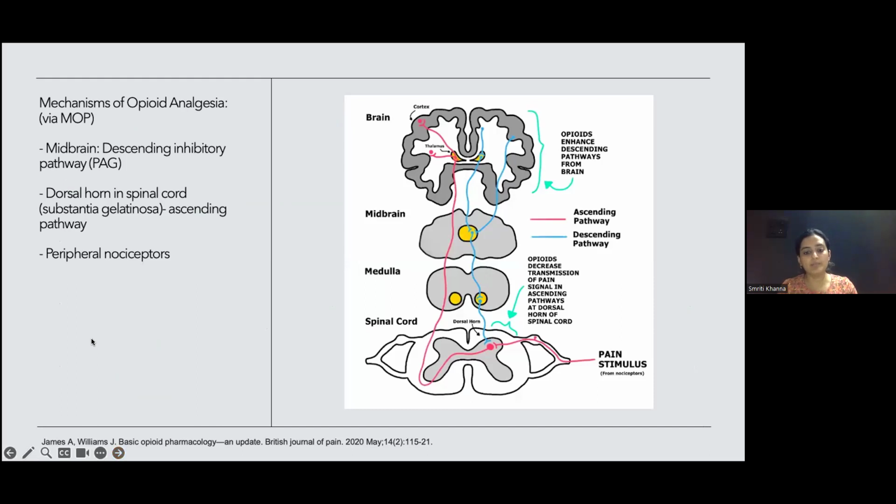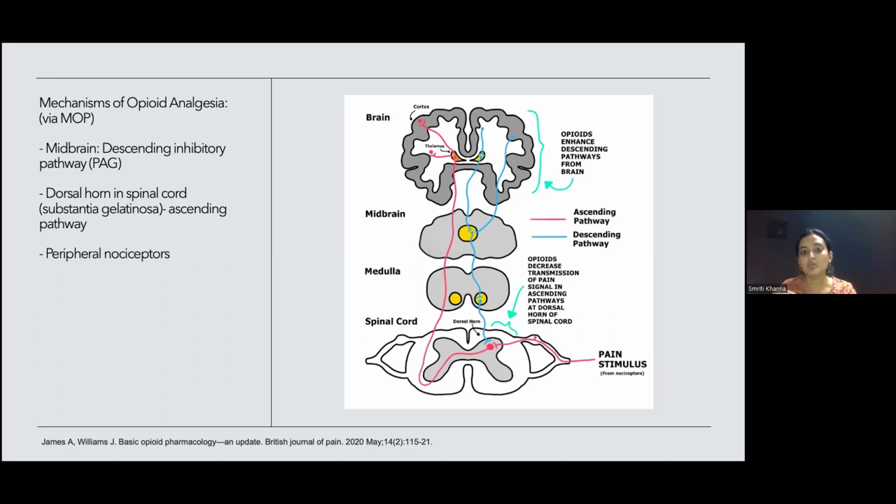Okay, and now we come to the important part of how opioid analgesia actually acts. Before we look at opioid analgesia, I'm just going to give you a short introduction on some of the pain pathway mechanisms. It's important to remember that we have an ascending pathway and a descending pathway for pain. The ascending pathway is the one that will carry all the pain perceptions from the nociceptors at the periphery up to the thalamus. And the ascending pathway goes via the spinothalamic tract and then goes into the somatosensory cortex.